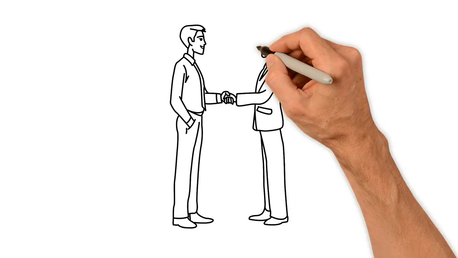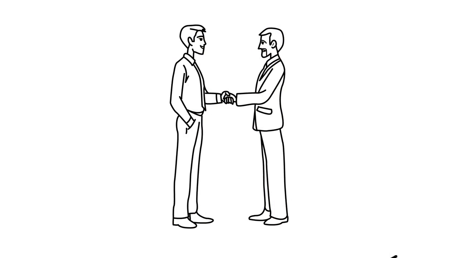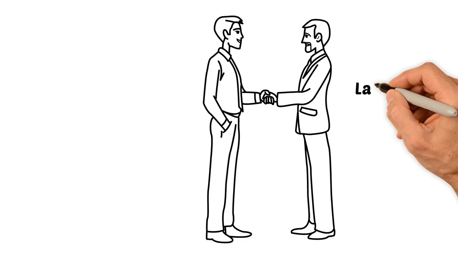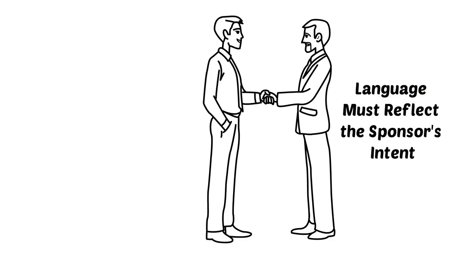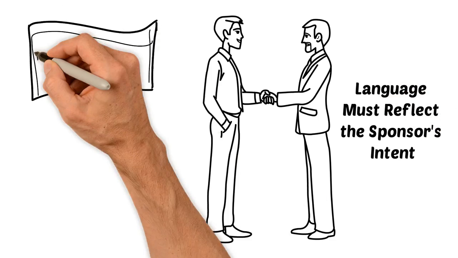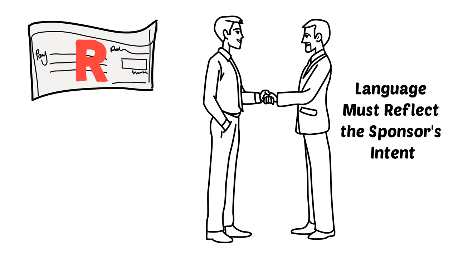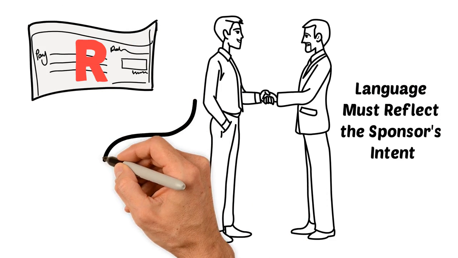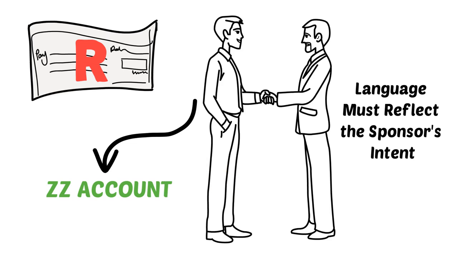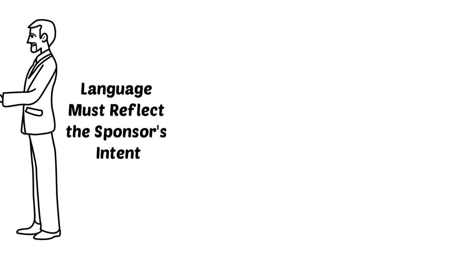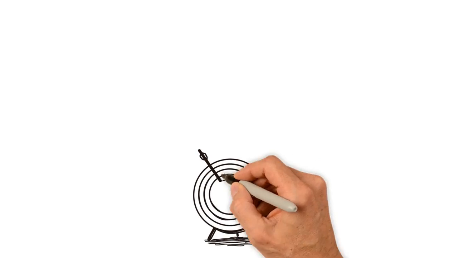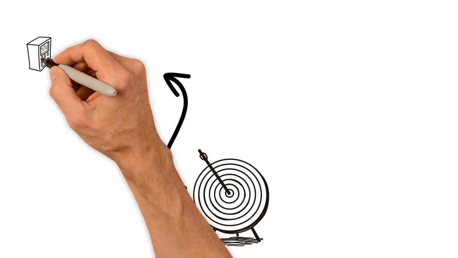If the sponsor is paying for all items and services, the language in all documents must reflect the sponsor's intent. All billing designations will be coded R for research, and all charges will then be routed to the study account, or ZZ account.